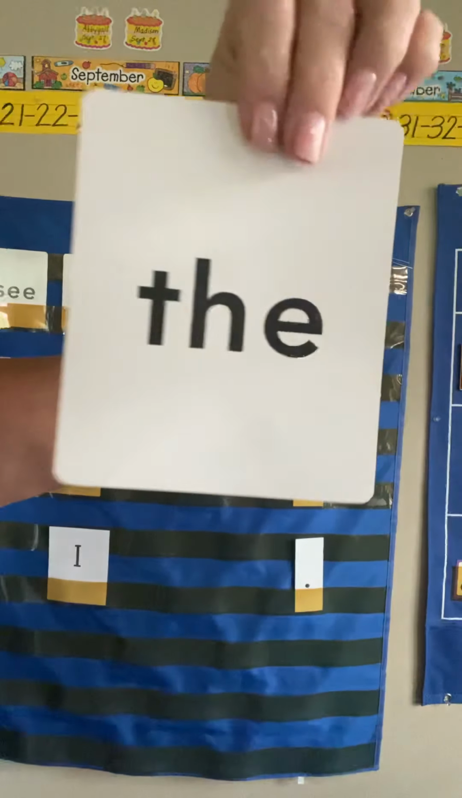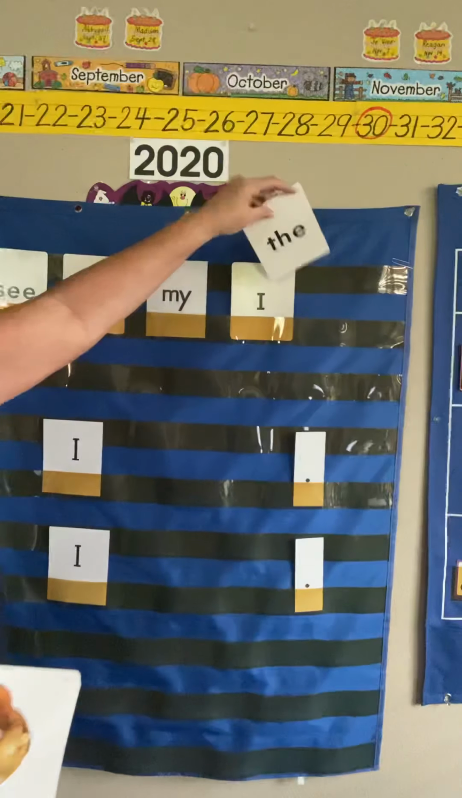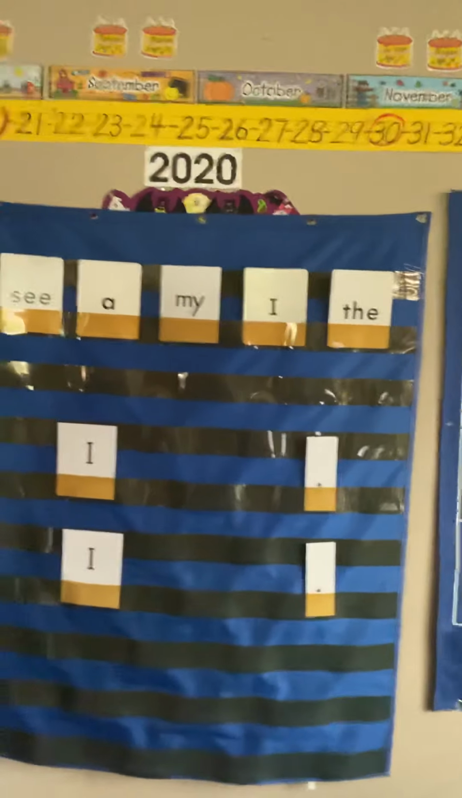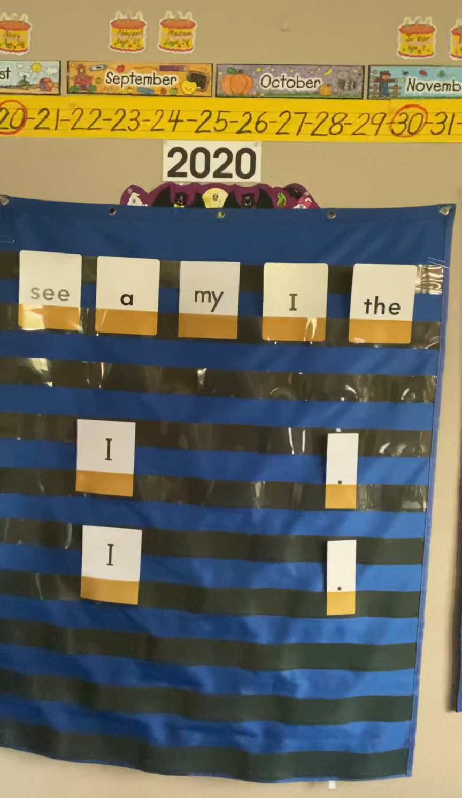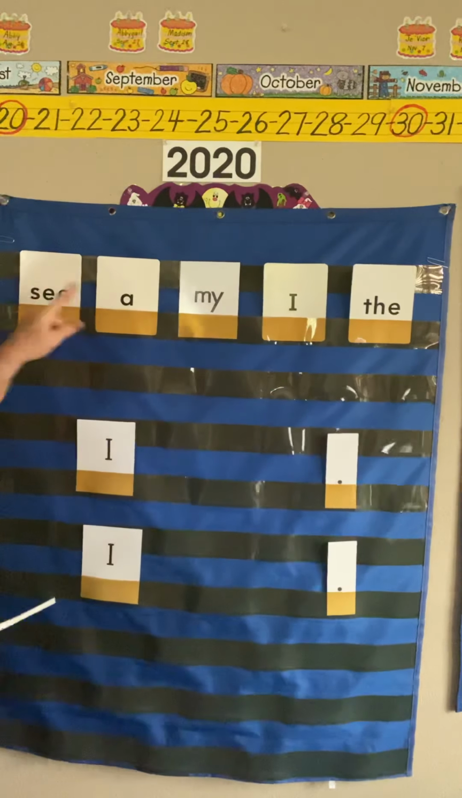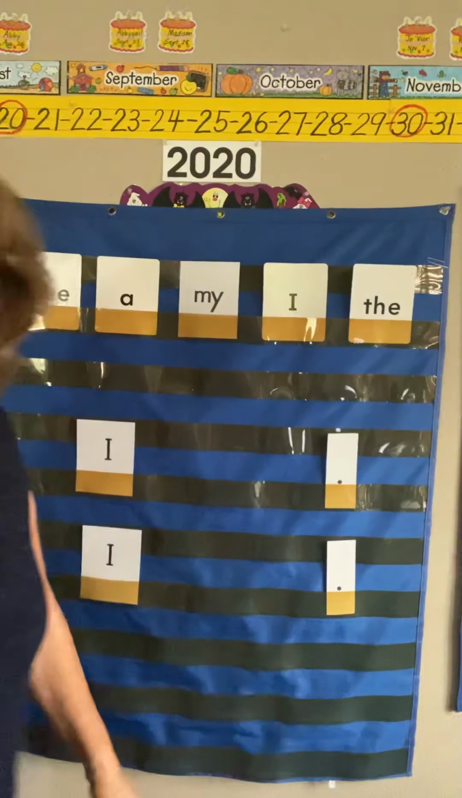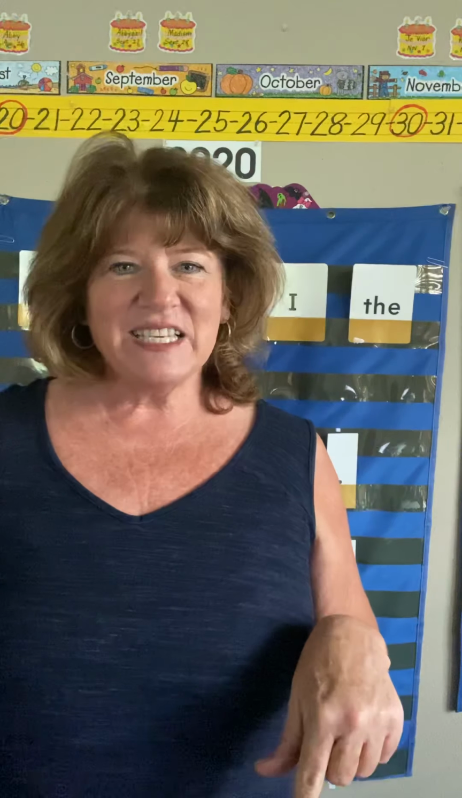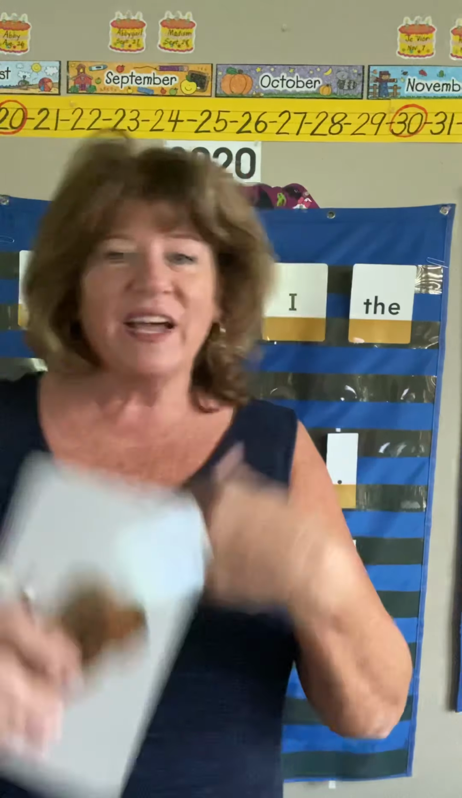And the. Okay, now when I put them together like this on the top row, I have a question for you. Does that say something? Is this a sentence? Let's read it. C, A, my, I, the. Does that make sense, boys and girls? No, it doesn't make sense, so it's not a sentence. Those are just words. To make a sentence, you have to put the words in order to tell you something or to ask a question, but it needs to make sense, okay?